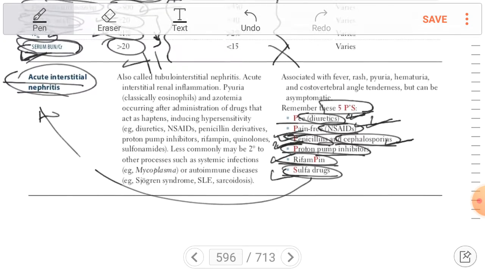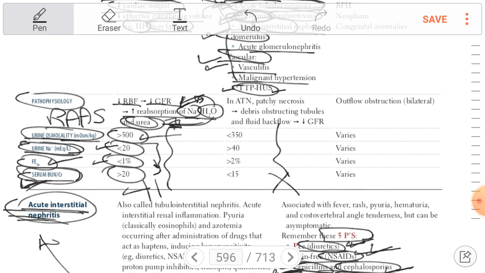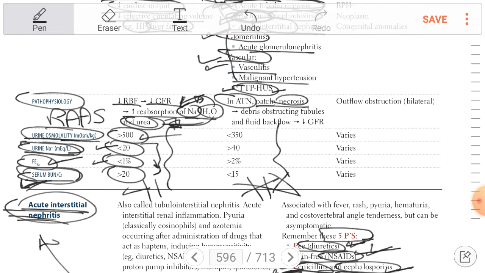Will cause interstitial nephritis, acute interstitial nephritis. So we said that in intrinsic, this is the tubule, there is damage to the tubule. So in acute tubular necrosis, in intrinsic cause, patchy necrosis leading to formation of debris. This debris leading to what? Obstruction of the tubule, and fluid backflow leading to decreased glomerular filtration rate.